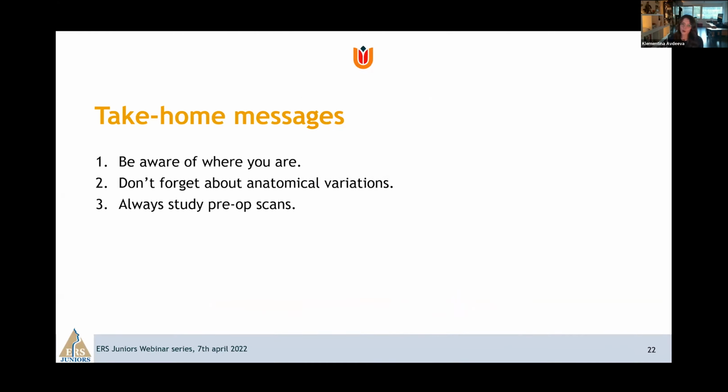So some take-home messages. The first one is be aware of where you are, be aware of the structures that are surrounding the area that you are operating on, and always double check that where you are is where you think you are. Don't forget about anatomical variations and don't let them confuse you. And last but not least, always study preoperative scans and be aware of the anatomy of the particular patient that you are going to operate on.